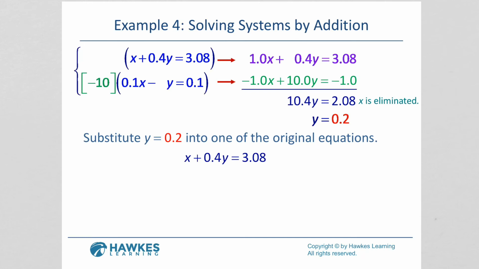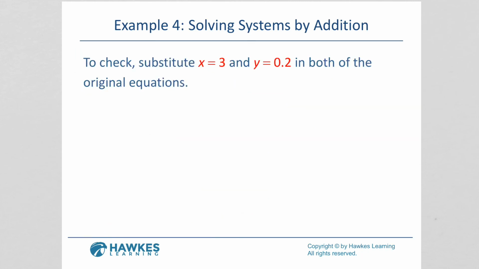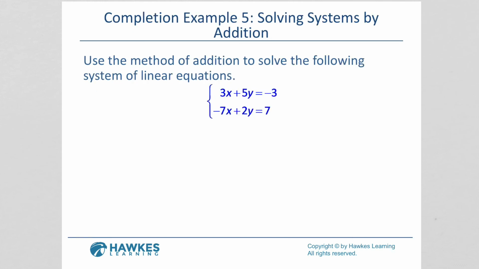I'm going to substitute y equals 0.2 into one of the original equations. In this case, x plus 0.4y equals 3.08. X plus 0.4 times 0.2 equals 3.08. X plus 0.08 equals 3.08. I'm going to subtract the 0.08 from both sides. That's going to give me x equals 3. So the solution is (3, 0.2). To check, I'm going to substitute x equals 3 and y equals 0.2 in both of the original equations. I'll let you do that.